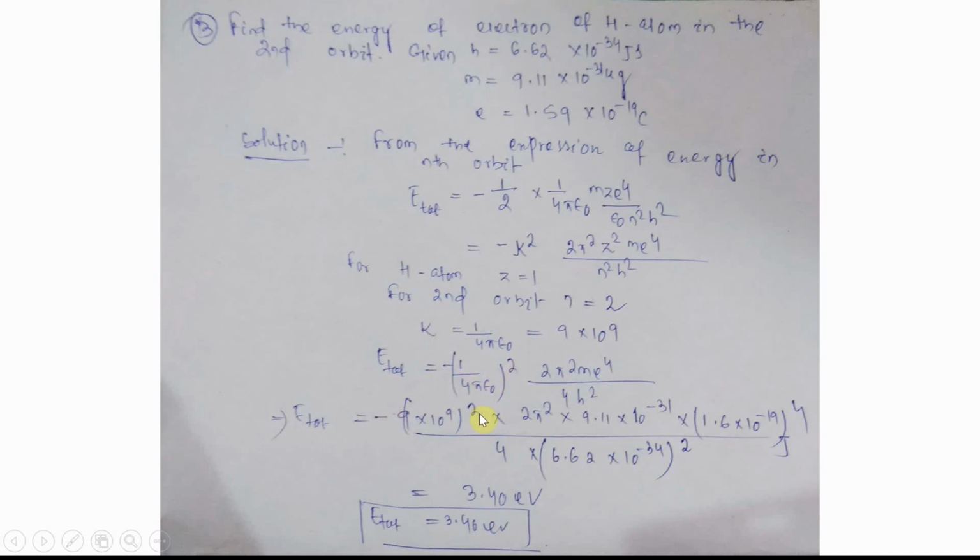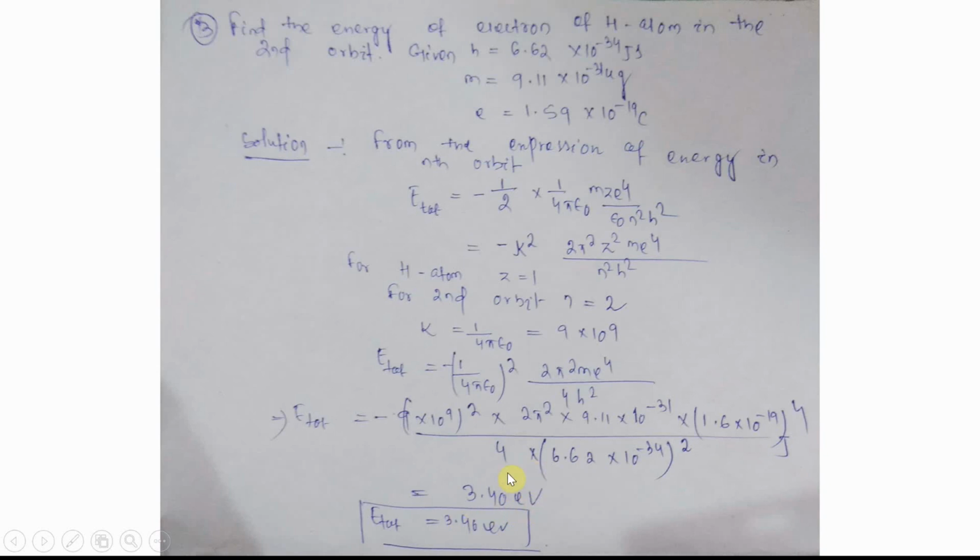Putting all the values: 1 by 4 pi epsilon naught is 9 into 10 to the power 9, into 2 pi square, into the mass of the electron 9.11 into 10 to the power minus 31, into the charge of the electron to the fourth power, and below, 4 into Planck's constant squared, 6.62 into 10 to the power minus 34 whole square. We get the energy as 3.40 eV.